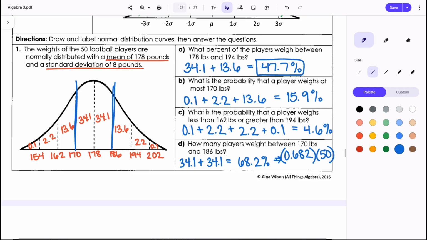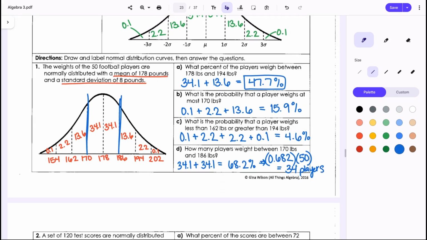We're talking about people here though, guys, so we have to have whole numbers for people. How many people would this best represent? 34. So we're just going to round that down. So 34 players should be in that weight group. Does that make sense so far how we're doing that? Yeah. Okay, so let's flip our page over here.